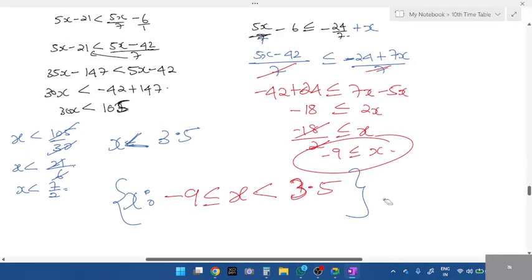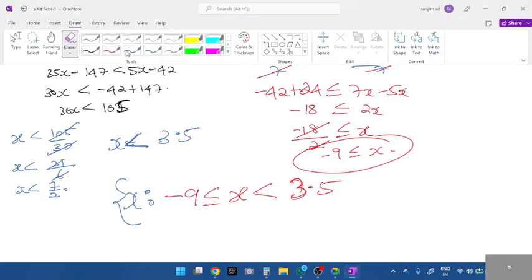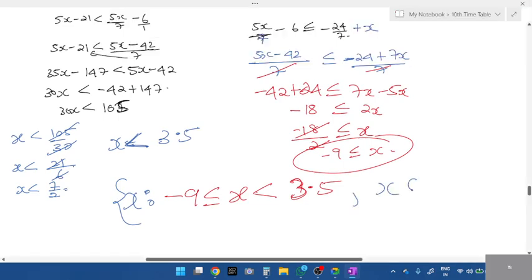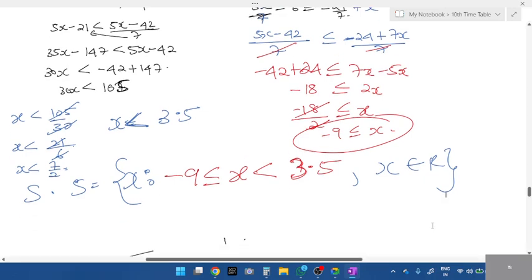X such that, same thing, write this, comma, x belongs to real number. This is the solution set, students. Solution set. All of you will copy this. Be quick. We'll plot the number line. Done. X such that equation, x belongs to real number.